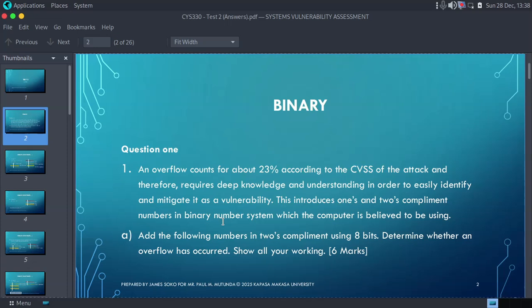But how can we know if an overflow has occurred in binary? Let's find out. Add the following numbers in 2's complement using 8 bits. Determine whether an overflow has occurred or not. 6 marks. So the key part here is that we are using 8 bits. Let's start with 8 bits first so that we understand.